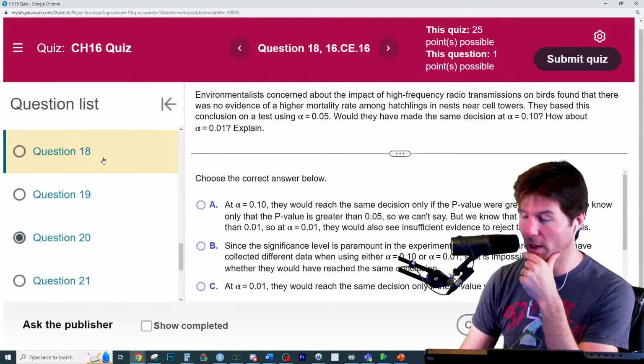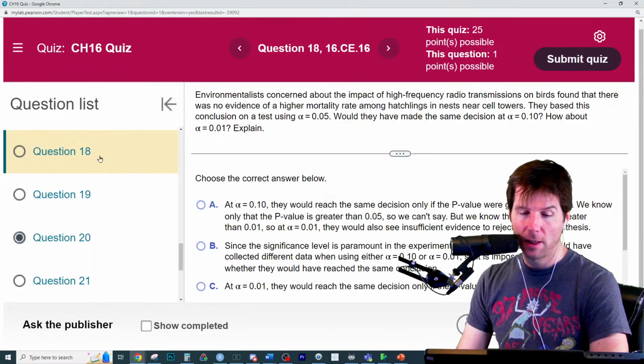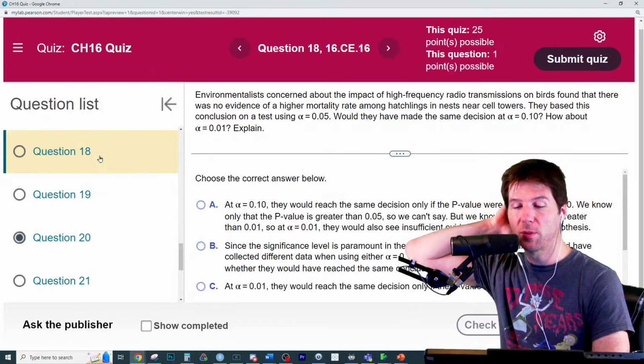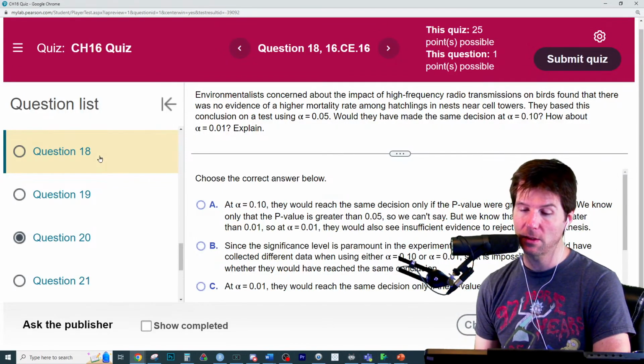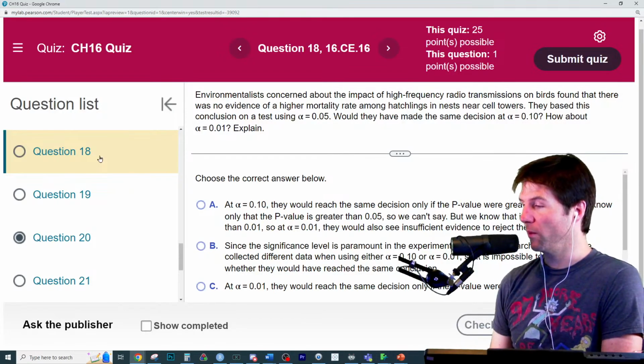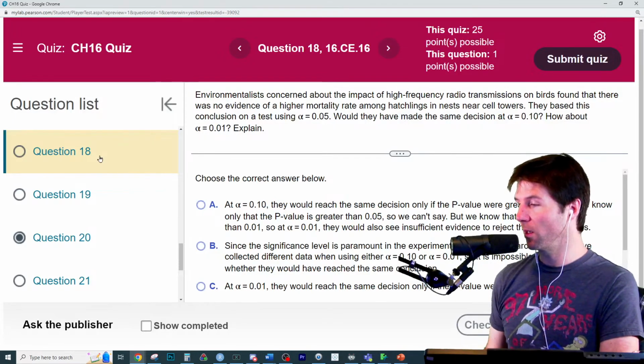Environmentalists concerned about the impact of high frequency radio transmissions on birds found that there was no evidence of high mortality rates among hatchlings in nests near cell towers. They based their conclusion on an alpha of 0.05. So what do you instantly know right here?